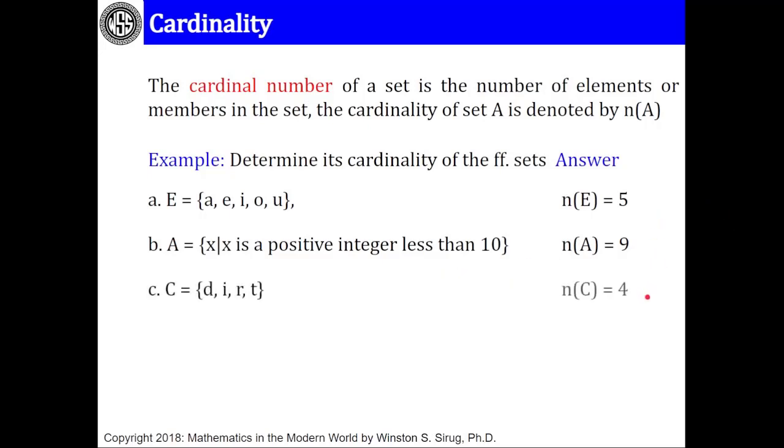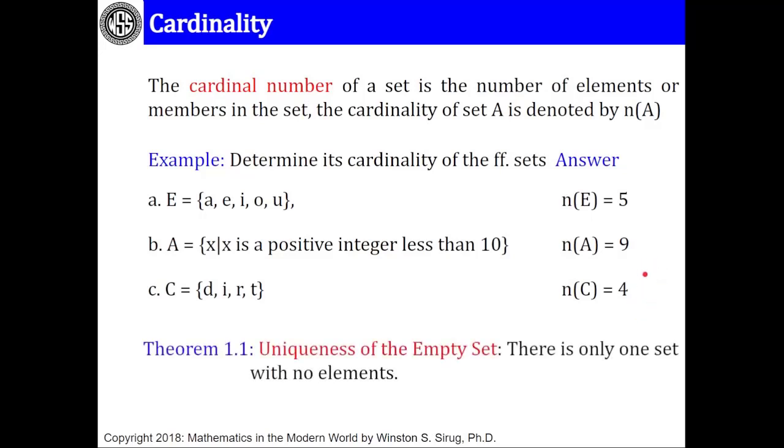Okay, so we have dirt. C is equal to the set of dirt. We have 1, 2, 3, 4. Therefore, the number of elements in C is equal to 4.